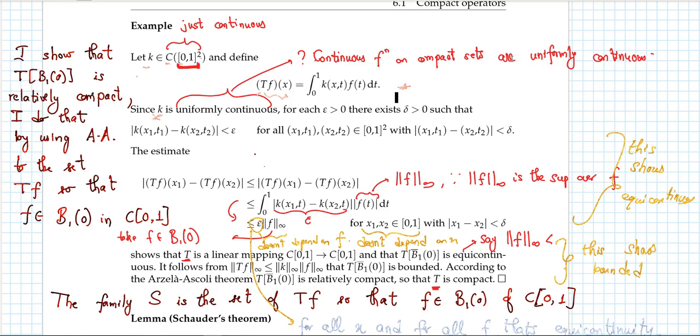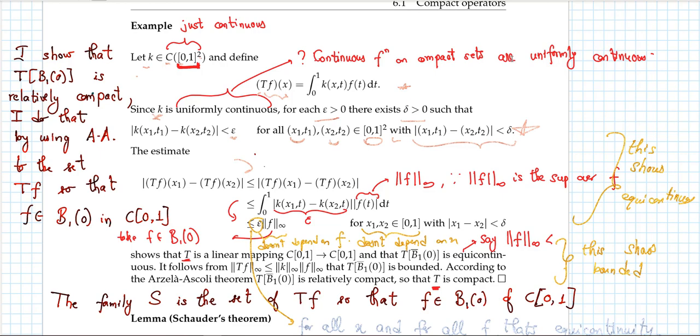Now, since it's uniformly continuous, for each epsilon greater than 0, there exists delta greater than 0 such that the norm of K(x1, t1) minus K(x2, t2) is less than epsilon for all (x1, t1) and (x2, t2) belonging to [0,1] square, with this condition holding true. So it just means the same definition of continuity that we saw above. Now I will use this here as follows.